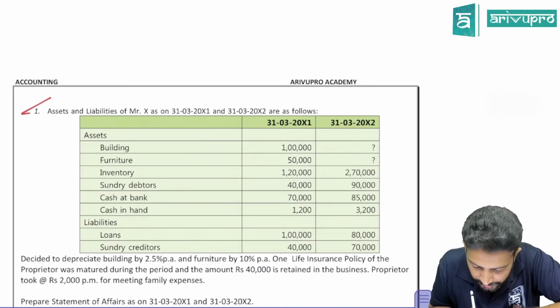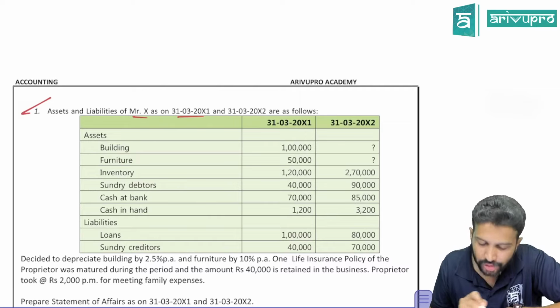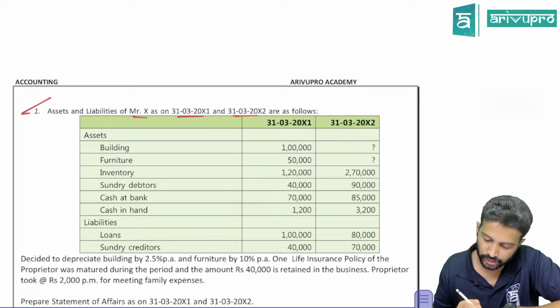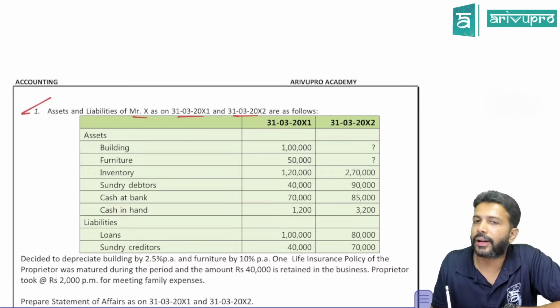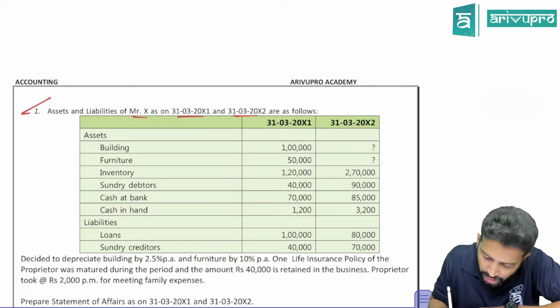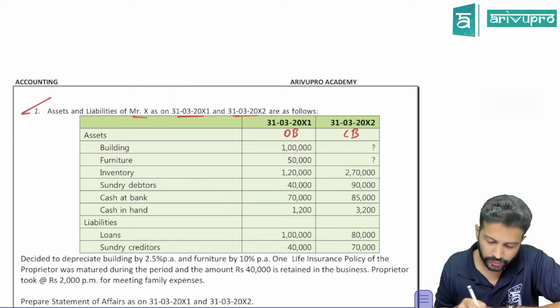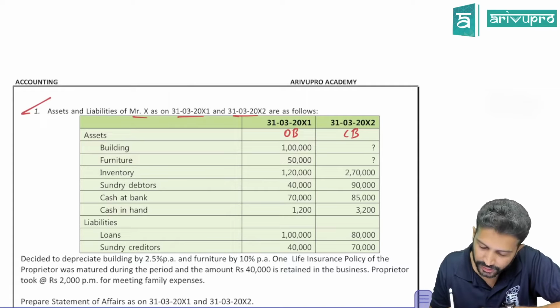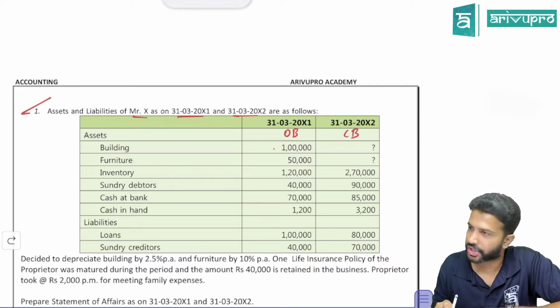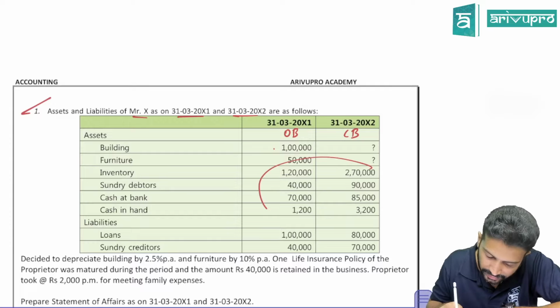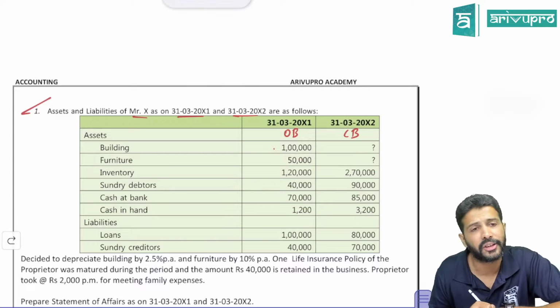Assets and liabilities of Mr. X on 31st March 20X1 and 31st March 20X2 are as follows. X1 data will be your opening balance and X2 data will be your closing balance. For building, opening balance is given, closing balance is missing. Similarly, furniture opening is given, closing is missing. Inventory, debtors, cash, both pieces of information are available.